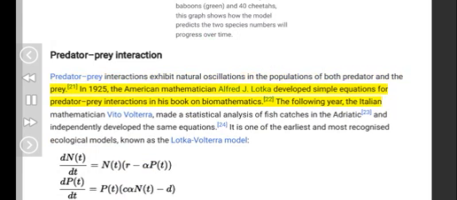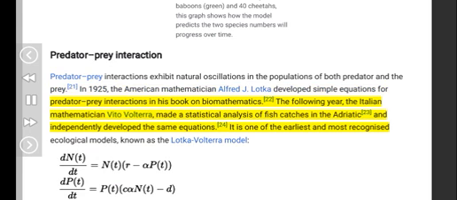In 1925, the American mathematician Alfred J. Lotka developed simple equations for predator-prey interactions in his book on biomathematics. The following year, the Italian mathematician Vito Volterra made a statistical analysis of fish catches in the Adriatic, and independently developed the same equations. It is one of the earliest and most recognized ecological models, known as the Lotka-Volterra model.